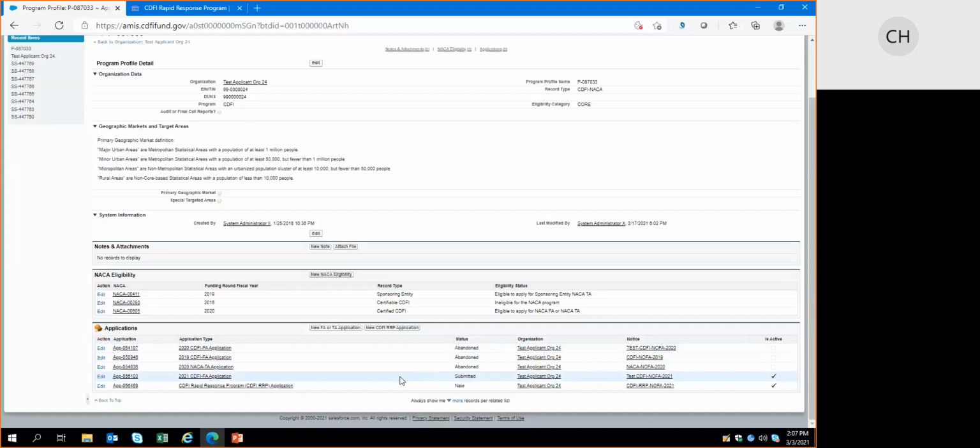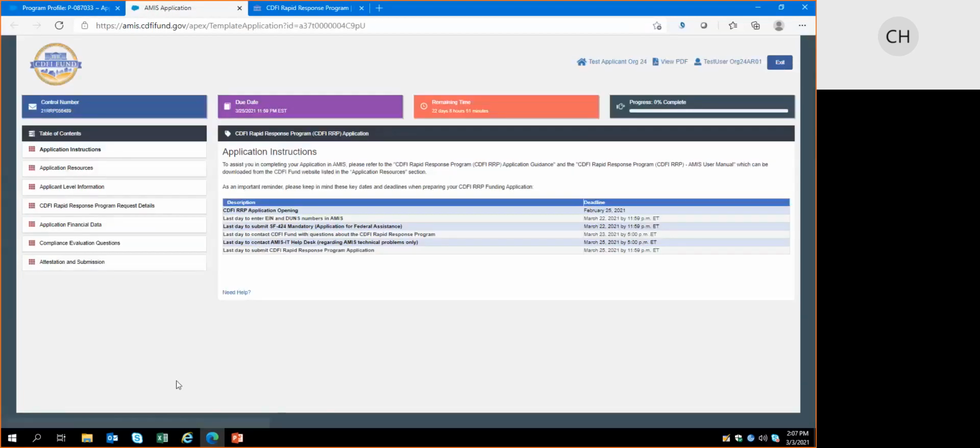Because I've already created an RRP application, down here at the bottom of this list you'll see the CDFI Rapid Response Program application. I'm not going to click the title under application type. That'll take you to a page that's not of a lot of use to you at this point. But I'm going to click over here on the left where you see the application dash and then a series of numbers. When I click that, it's going to launch you into our template application homepage.